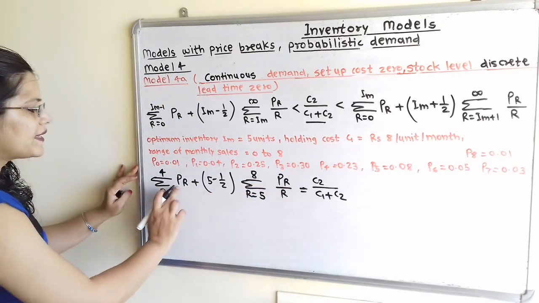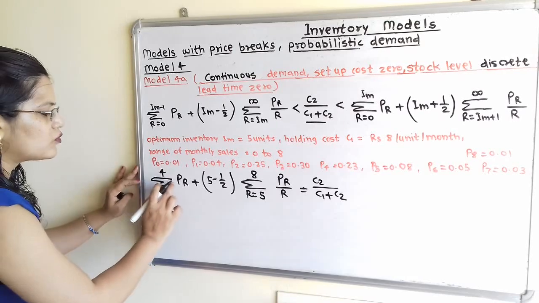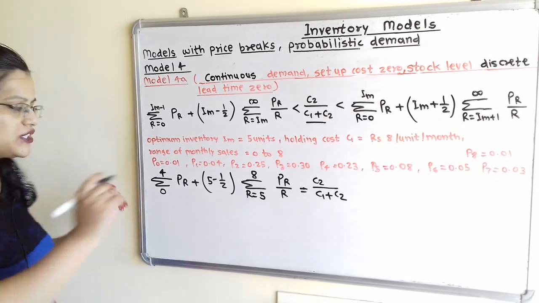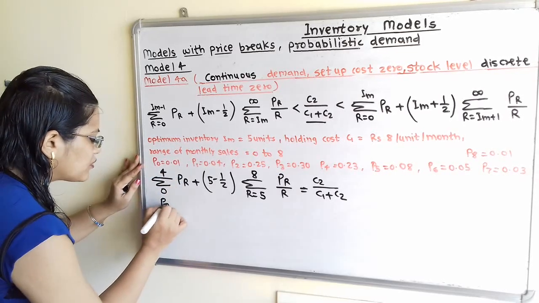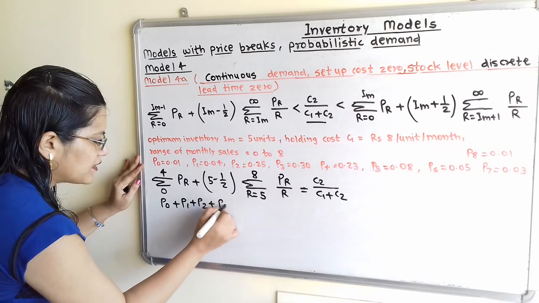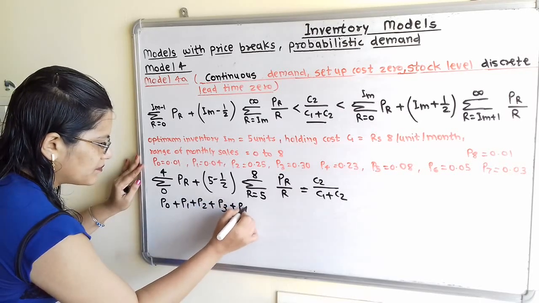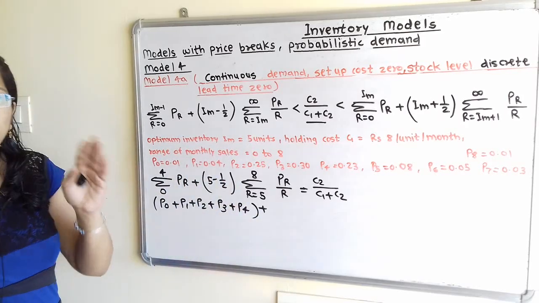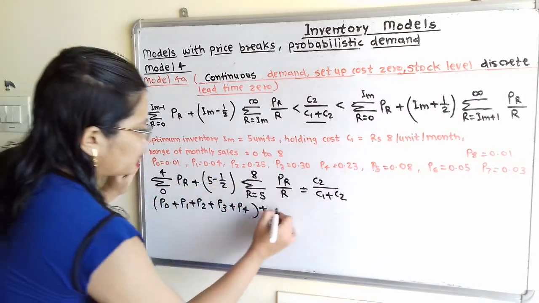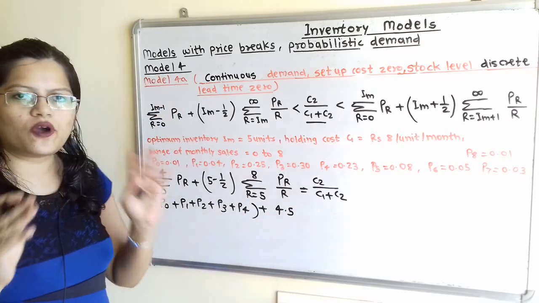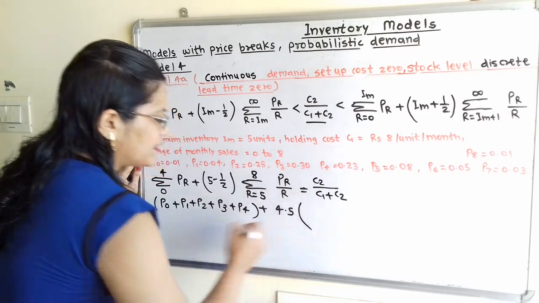So here P_R we have to take from 0 to 4, and we have to add, because here is the summation sign. So how to take: P0 plus P1 plus P2 plus P3 plus P4 plus 5 minus half. So 5 minus half, that is 5 minus 0.5, that is 4.5. Now for this summation we have to always take the bracket. So I will take a bracket here.